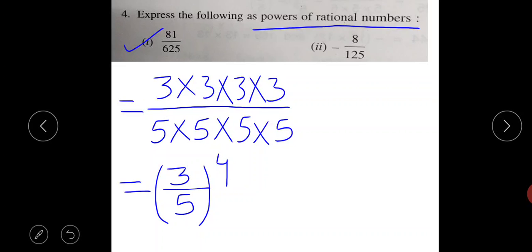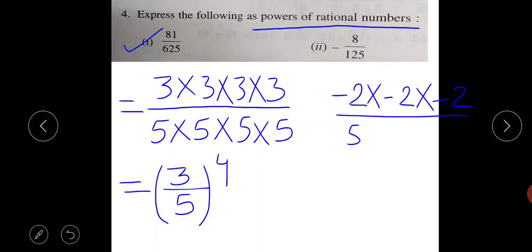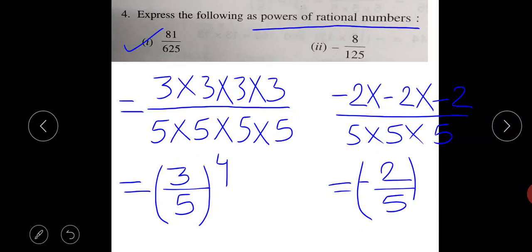Similarly, in part second, minus 8 upon 125. Now see here, minus sign है क्वेश्चन के आगे, so I can write it as minus 2 multiply by minus 2 multiply by minus 2 upon 5 multiply by 5 multiply by 5. It is equal to minus 2 upon 5 to the power 3.